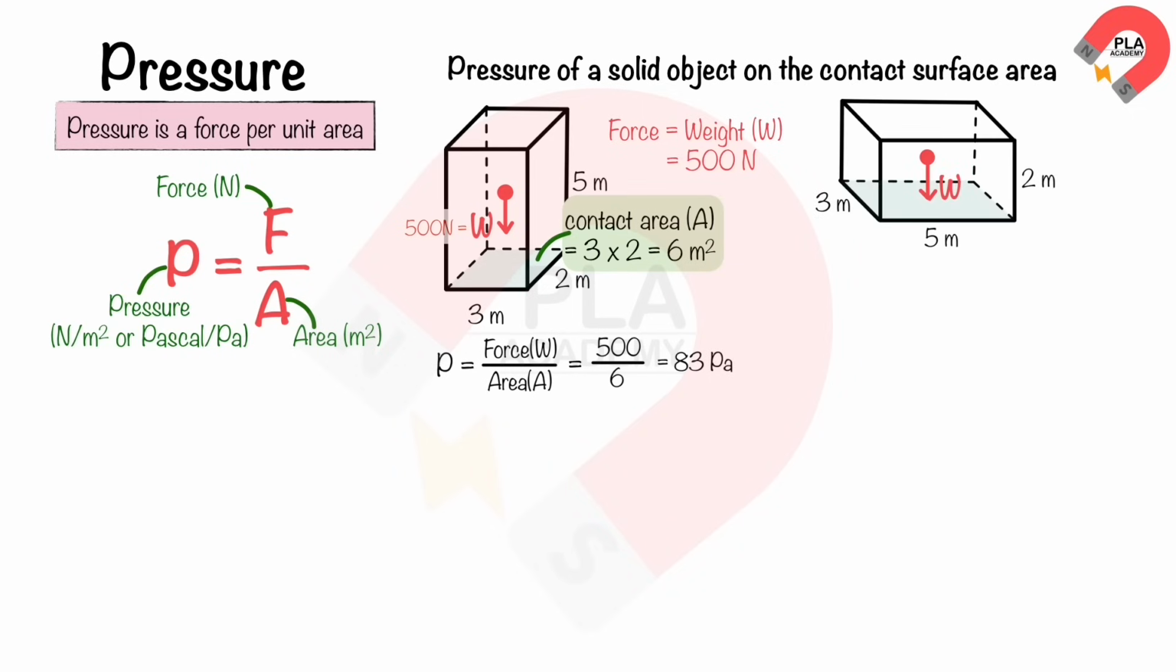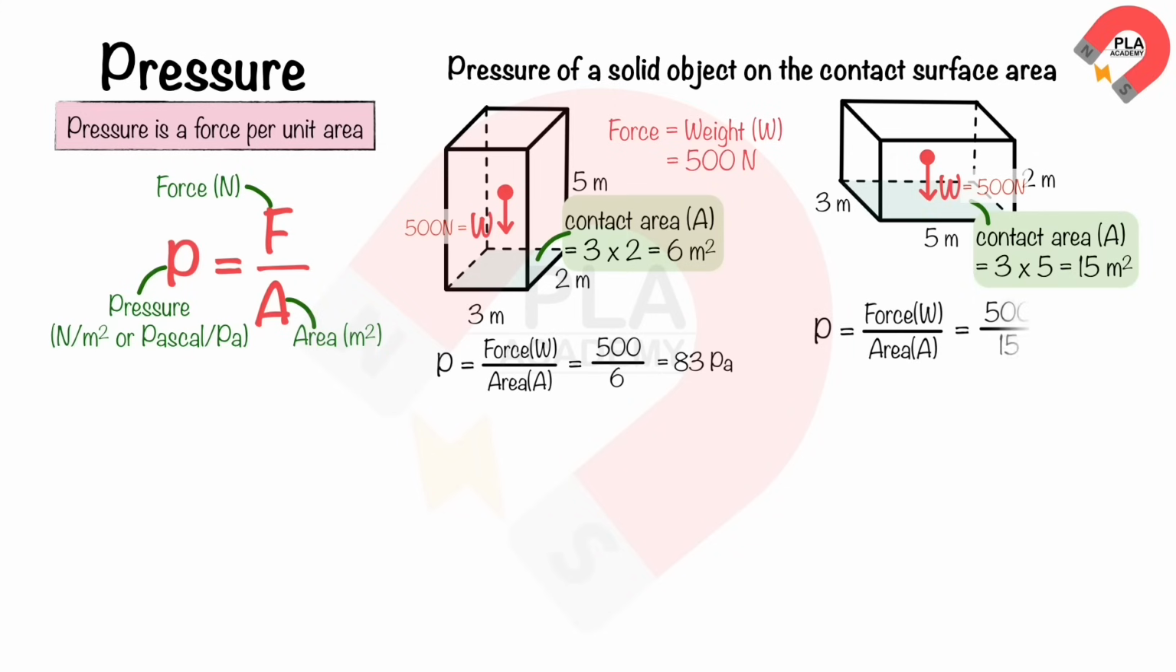The same cuboid solid is laying on the contact surface. Its weight of 500 newtons exerts on the contact surface area of 3 meters by 5 meters. The contact surface area is 3 times 5, which equals 15 meters squared. So, the pressure is 500 divided by 15, which equals 33 pascals.